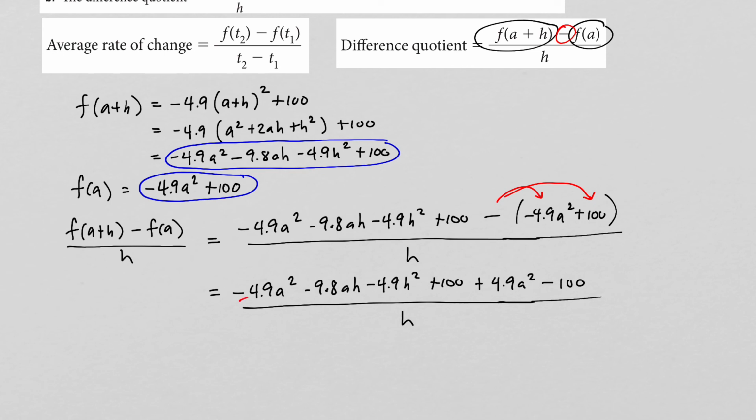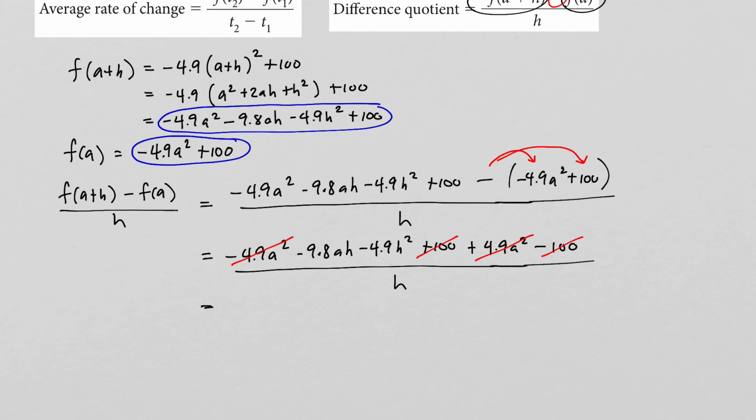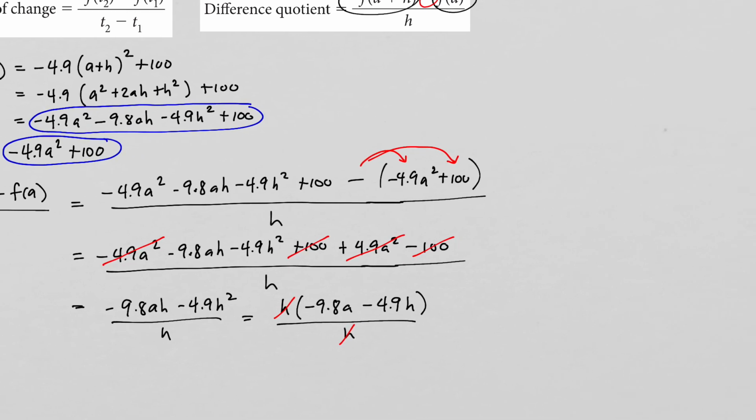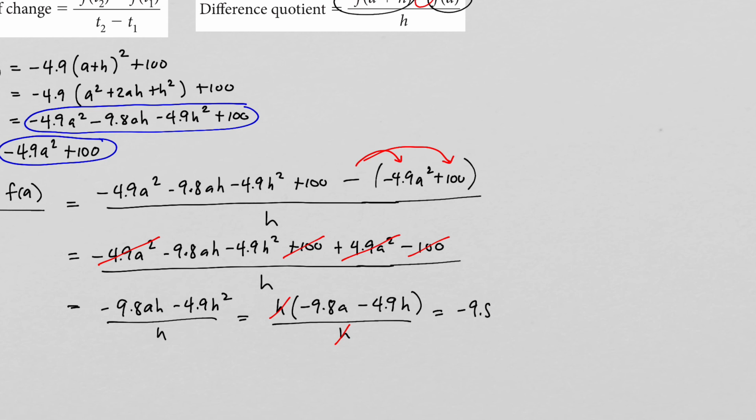And then notice that we have negative 4.9a squared and positive 4.9a squared cancel out, positive 100 and negative 100 cancel out. And so this expression becomes negative 9.8ah minus 4.9h squared, divided by h. And then we can conveniently factor out an h in the numerator. If we do that, we get h times negative 9.8a minus 4.9h, all divided by h. And then these h's cancel out, and we end up getting negative 9.8a minus 4.9h. So this is the difference quotient for this particular function.